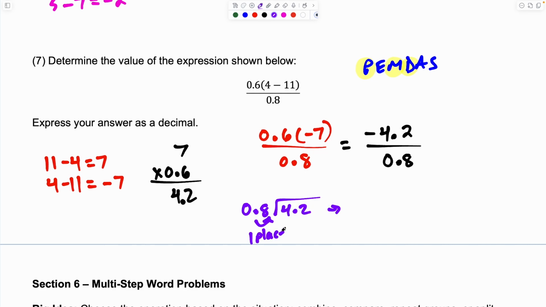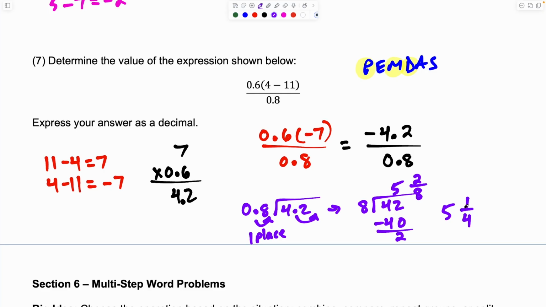So I go one place here, and I go one place here. And that would tell me to do 42 divided by 8. And now when I do this, 42 divided by 8, I could get as close as 5 times 8, which is 40. I subtract, I have a remainder of 2, but I'm originally dividing by 8. So this I could simplify to 5 and 1/4.